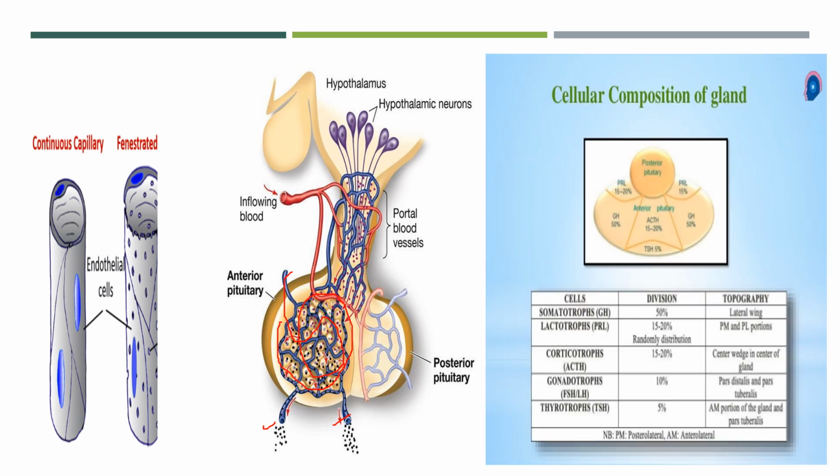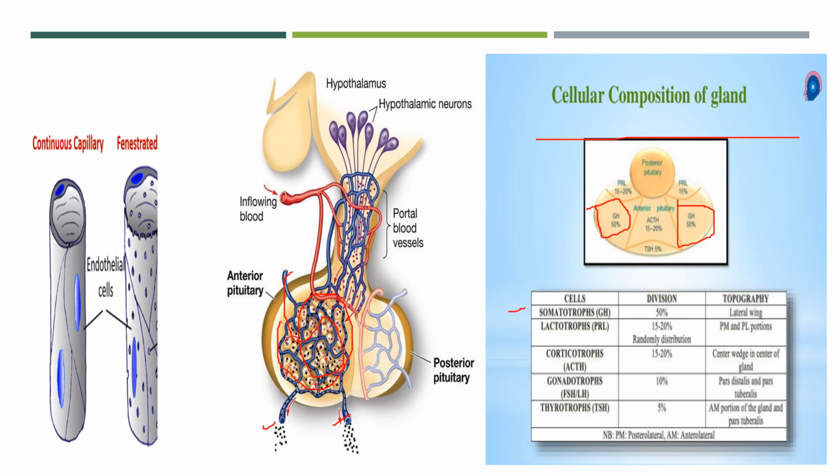Now, what are the different types of cells in the pituitary, the cellular composition of the gland? If we look into that, we will see that 50% of the cells are somatotrophs that secrete the growth hormone. They are located at the lateral wing of the anterior pituitary.